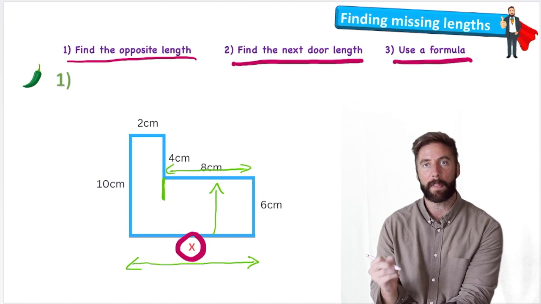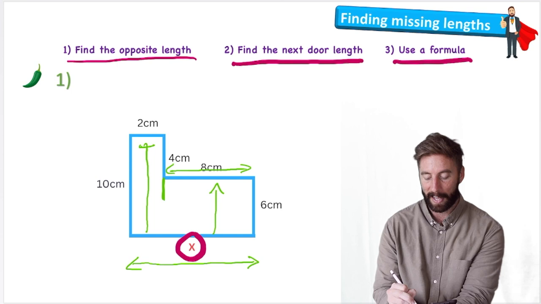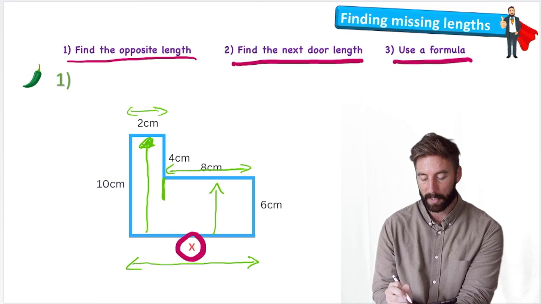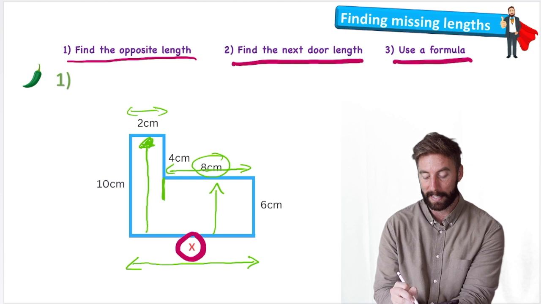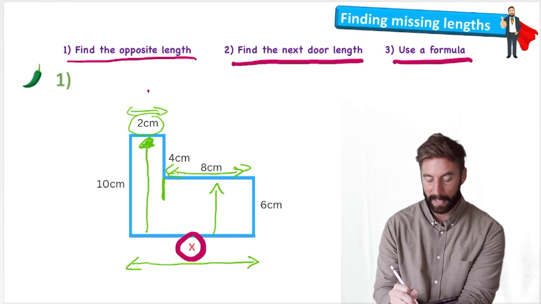So I'm going to look opposite again, and I can see up here, I have 2 centimeters that I'm going to use as well. So I'm going to use this 2 centimeters and this 8 centimeters. So that's what step two meant, looking next door. Because this 8 centimeters was not all that I needed. I needed to look next door to my 8 and see that there's a 2 as well. So I'm going to relabel these two measurements as A and B. And now to make this into a formula, I'm going to say that A plus B must equal X.